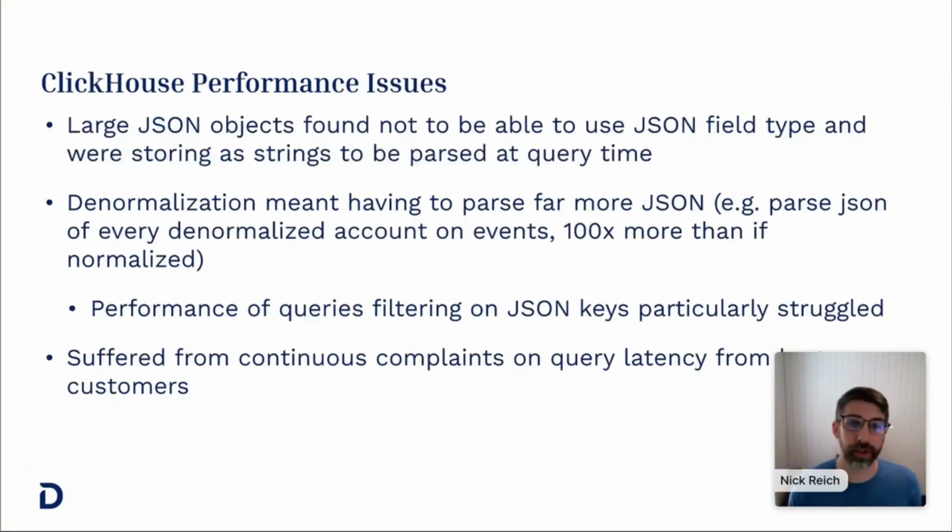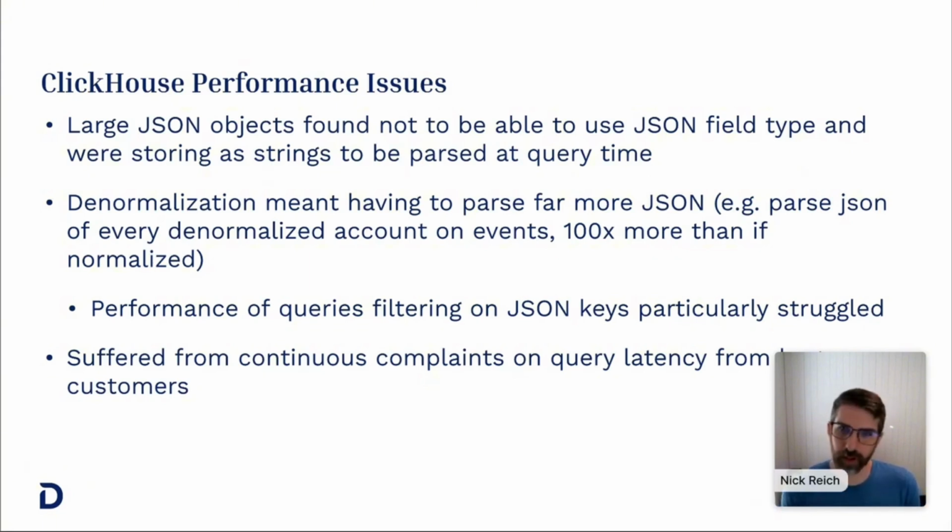And then on the performance issues, JSON has always been one of the challenges for us at Demandbase. Again, we have a lot of these big objects. Some of them are quite large, especially some of the custom data our customers bring in. And we found that we really couldn't use the JSON field type in ClickHouse. We had struggles with it. So we stored the JSON as a string and we would parse it at query time.